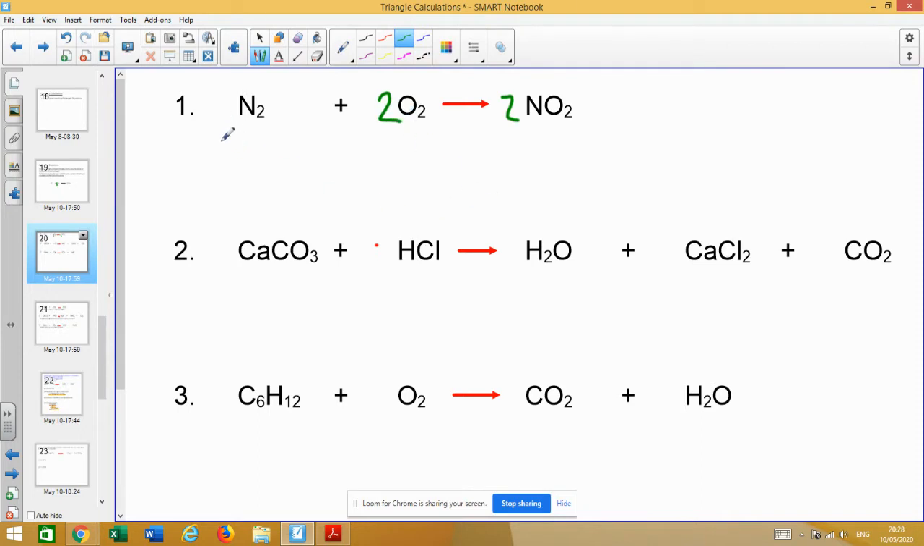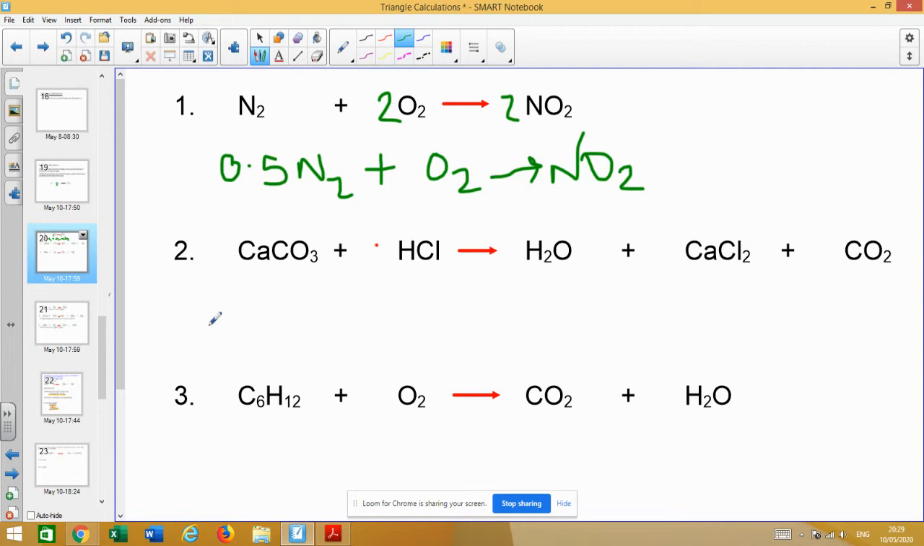It is worth saying that there are other ways to do this example, and it wouldn't be wrong to balance it as 0.5 N2 plus O2 gives NO2. That's not wrong, it's just a different way to write the balance, and actually the numbers, the ratio is still the same.